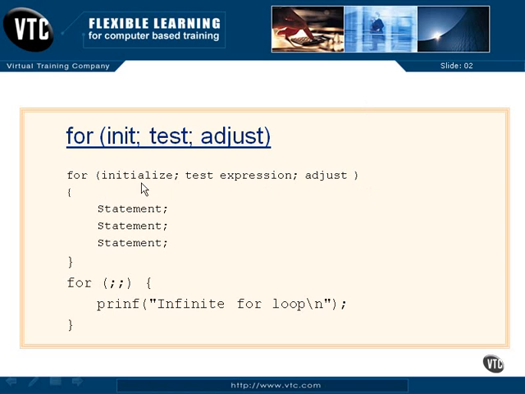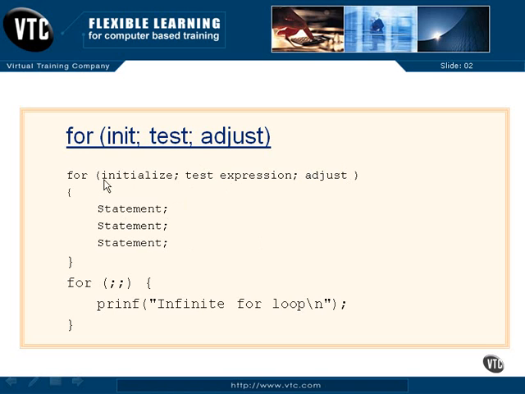We initialize the environment of this loop. We then test to see if we should continue to perform the loop. And then we adjust our counters or values or perform some other piece of work here in the adjust section. And then come back and test again. If the test is still working or is still non-zero or true, then we perform the statements, do the adjust, and keep going through this.